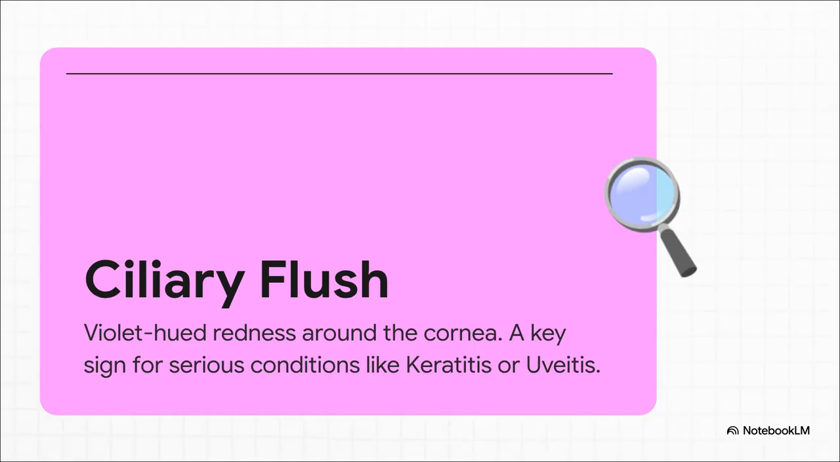I want to circle back to this one sign because it is just so important. The ciliary flush. When you see that ring of redness that's all bunched up right around the edge of the cornea, you have to stop and think. This is not simple pink eye. That sign is yelling at you that there's a deeper, more serious problem inside the eye. It should immediately make you think of keratitis, scleritis, or uveitis, all of which are on our don't miss list.